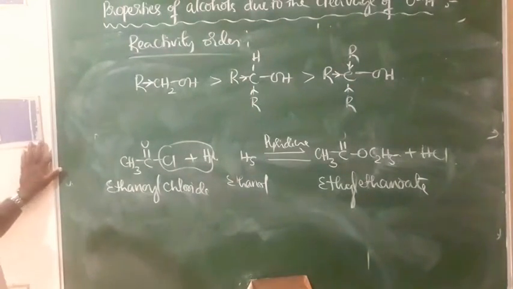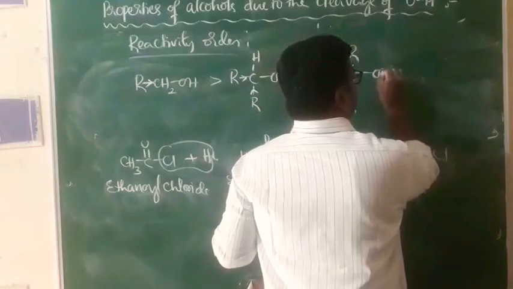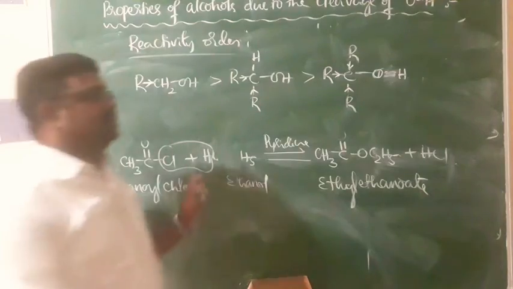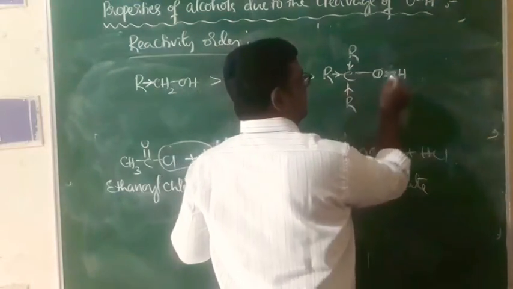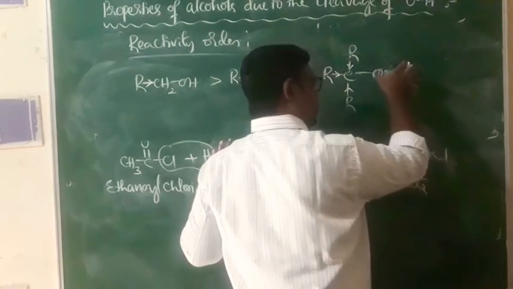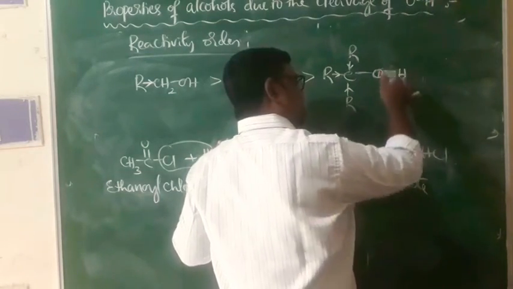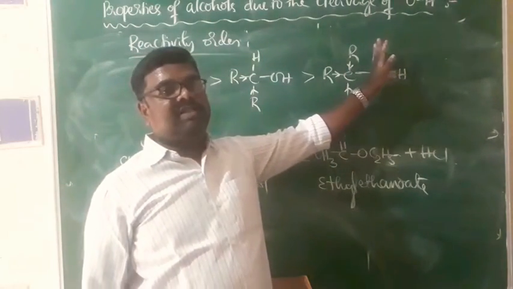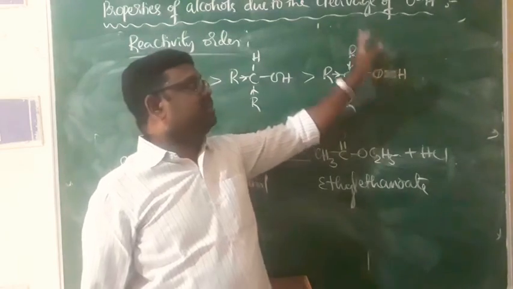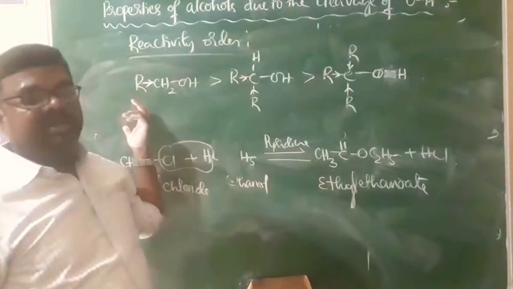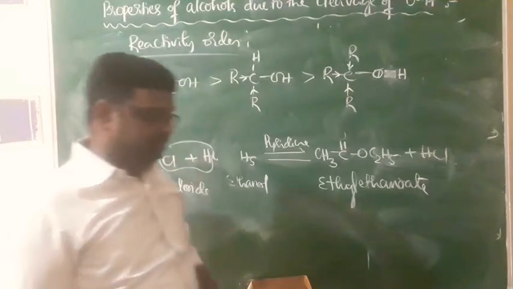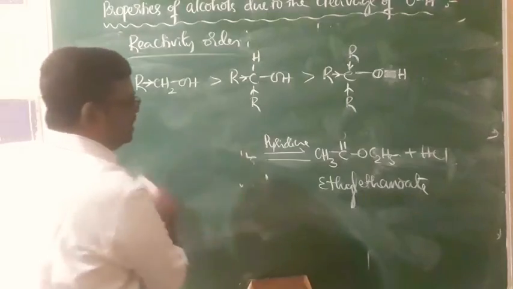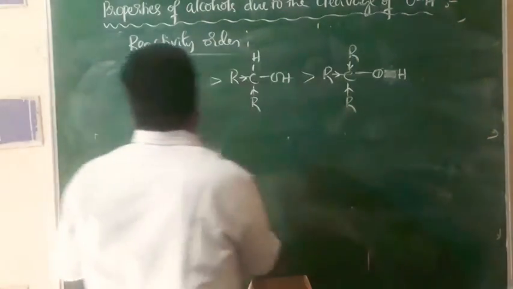When the number of electron releasing groups increases, the OH bond becomes very, very strong. As the number of electron releasing groups increases, electron density between O and H increases, the OH bond becomes very strong, and then the breaking of the OH bond becomes difficult. Therefore, tertiary alcohols are least reactive towards cleavage of the OH bond. Primary alcohols are more reactive, and that is what we call the reactivity order.